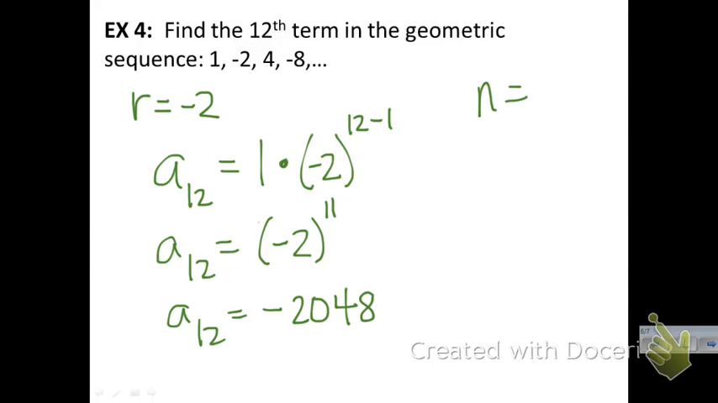Okay, so when you get to these word problems, you want to identify things you can find. Like here we were able to identify n was 12. We could pick out a sub 1, and we could find r. If you can find those 3 things, that will help you solve those equations.